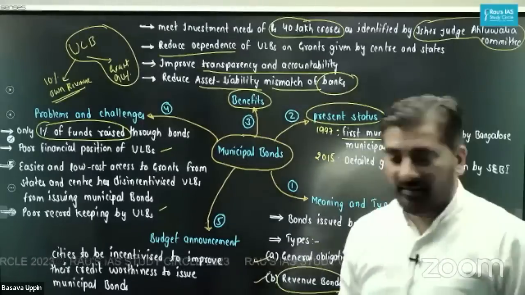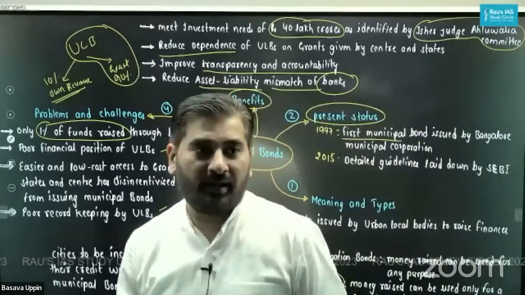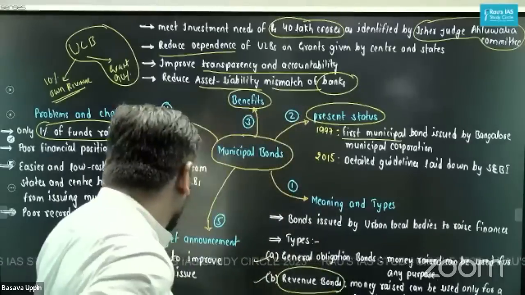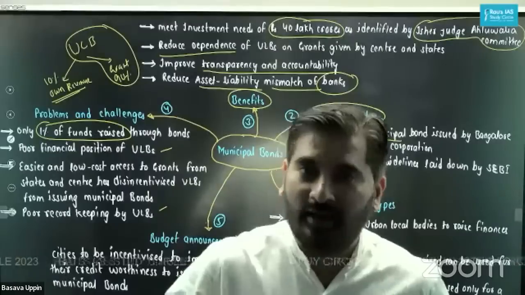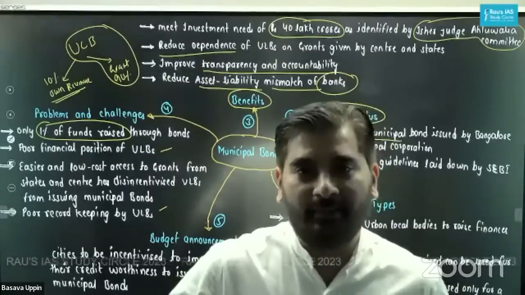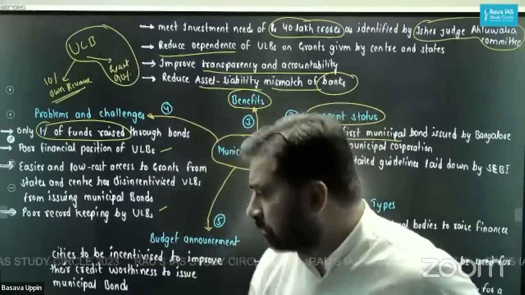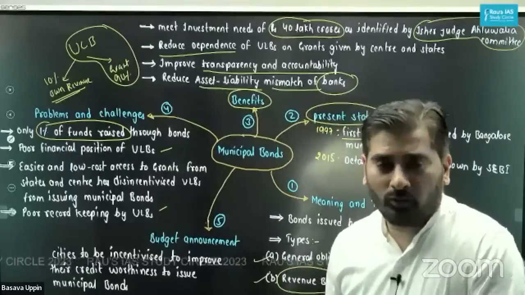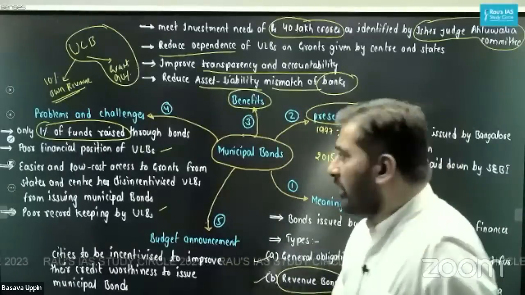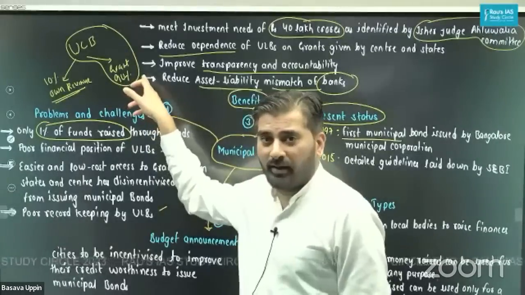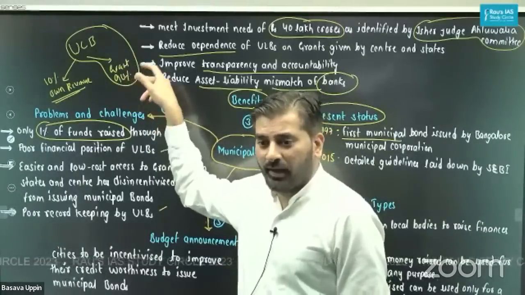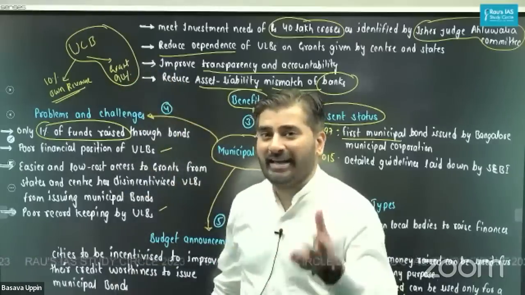So Naman is asking how the cities will be incentivized to improve their creditworthiness. The finance minister has not clearly hinted at how we will incentivize them to improve their creditworthiness. But what could be done is, when we are giving grants to urban local bodies, grants given by the Center and states, these grants can be tied grants.